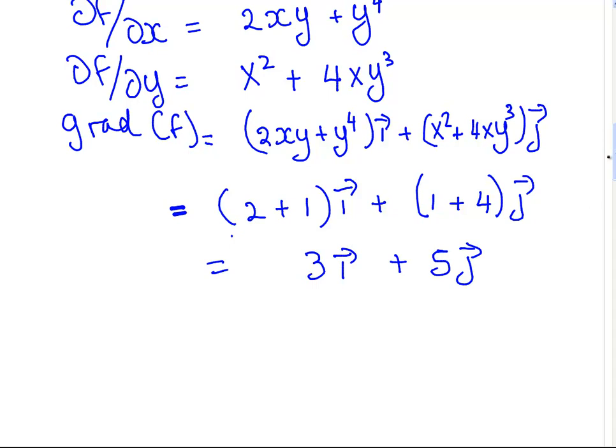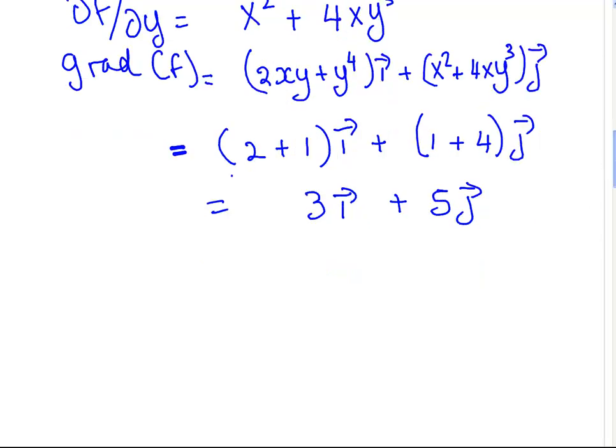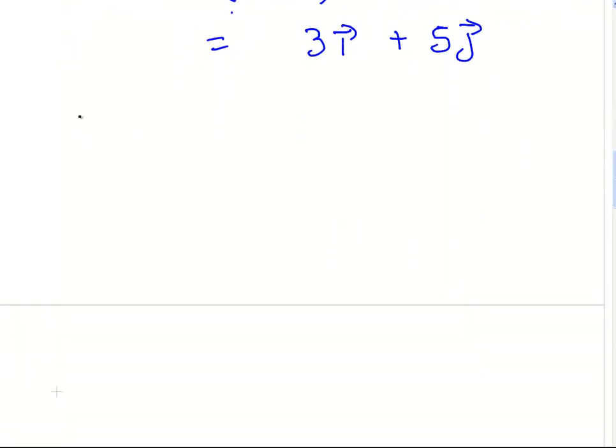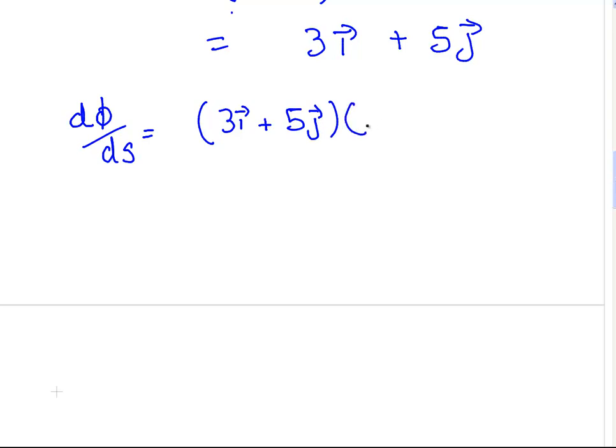Okay, good stuff. Now we're ready to find the directional derivative. The directional derivative is the gradient of f times the unit vector, the product of the two. So we have 3i plus 5j, multiplied by 3 over 5 i plus 4 over 5 j.